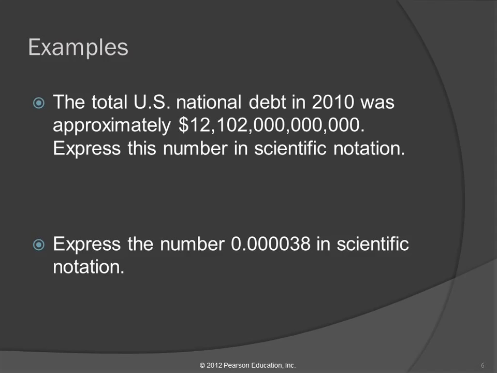So we need to know how to take a decimal notation number and put it in scientific notation. So, examples. The total U.S. national debt in 2010 was approximately, what is even the name of that number, right? You have to kind of think about it. And these zeros, it helps with the commas here, but there's lots of zeros there, right? So anyway, there's the number. Express it in scientific notation. We're going to put the decimal point after the first non-zero digit.